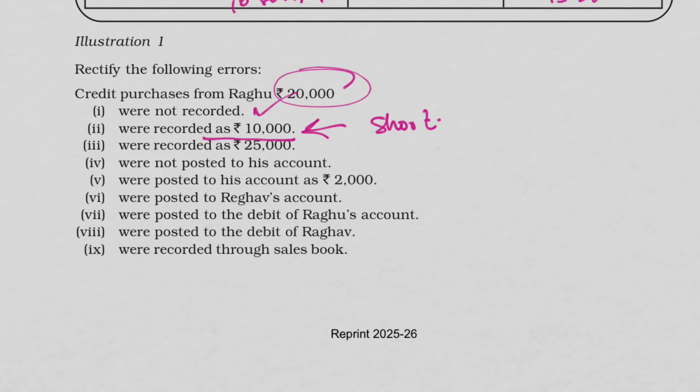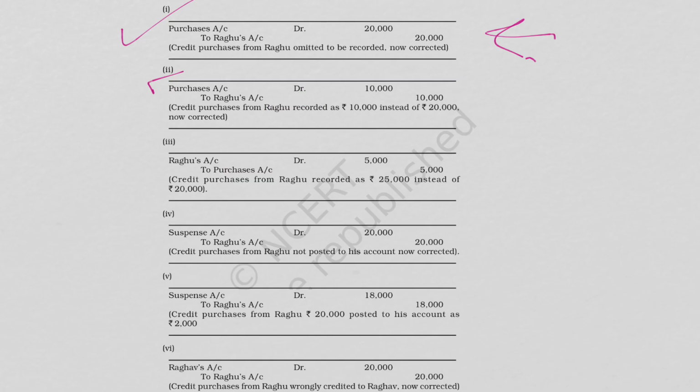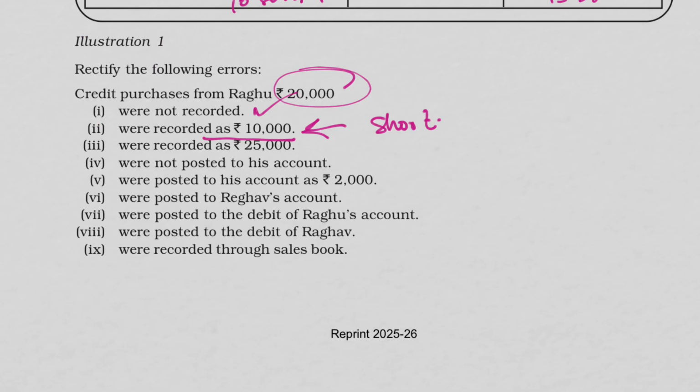Next we have purchases from credit Raghu. It was recorded as 25,000. So there is excess of 5,000 that has been recorded. So in purchases there is excess debit of 5,000. So we'll credit purchases and Raghu's account will debit to remove the excess credit.